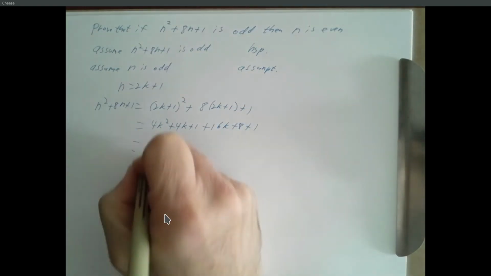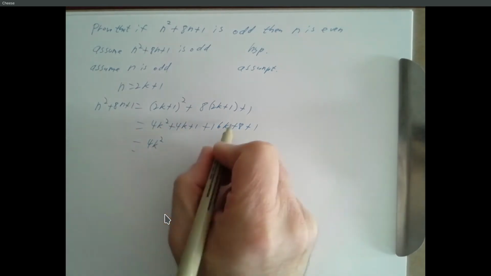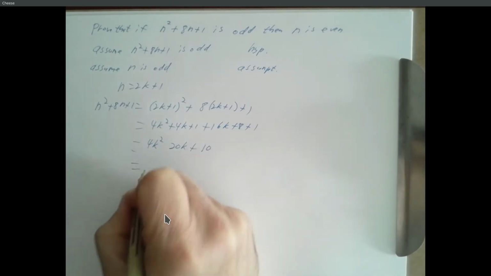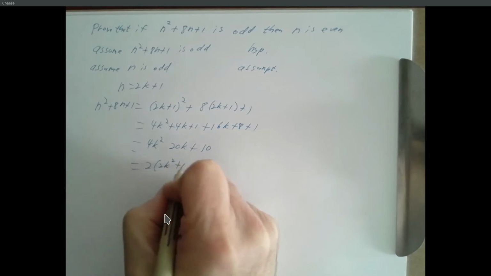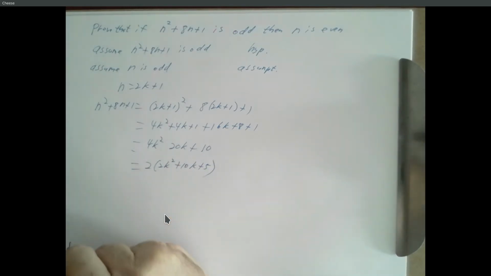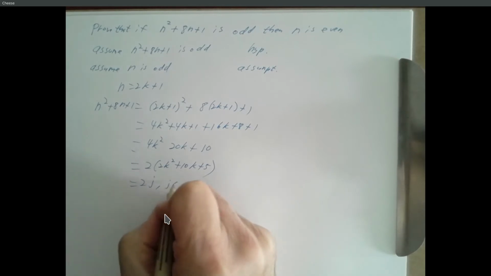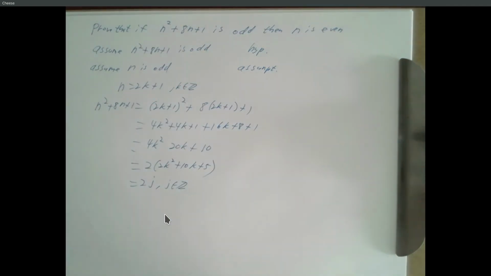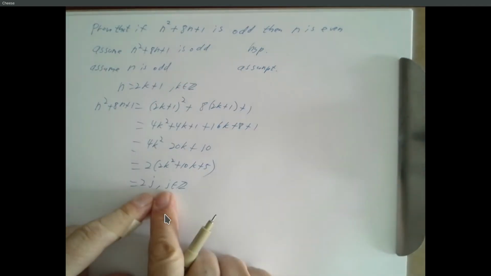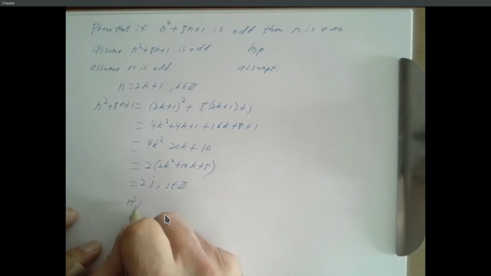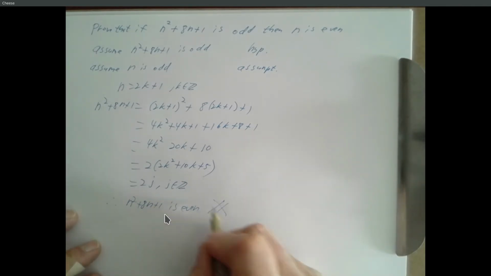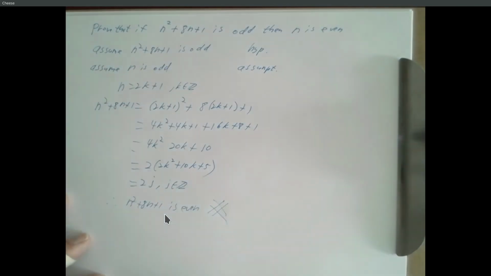Don't panic at this point. Just keep going. 4k squared plus 20k plus 10, factor, which is equal to 2 times j, where j is an integer. So n squared plus 8n plus 1 is 2 times j. Therefore, n squared plus 8n plus 1 is even. And there's our contradiction, because we assumed n squared plus 8n plus 1 is odd.